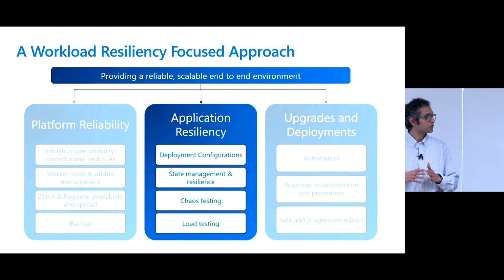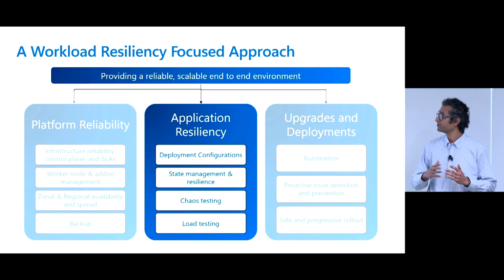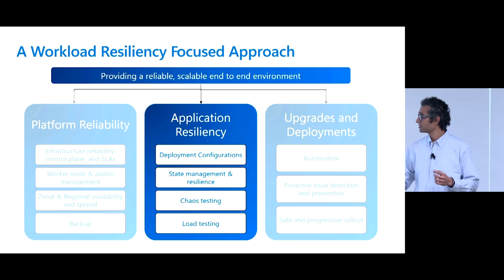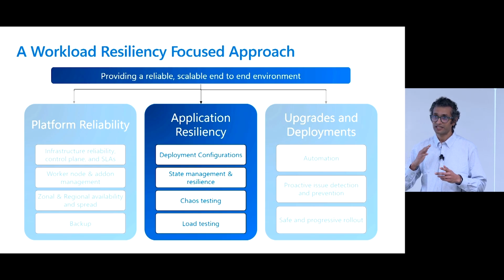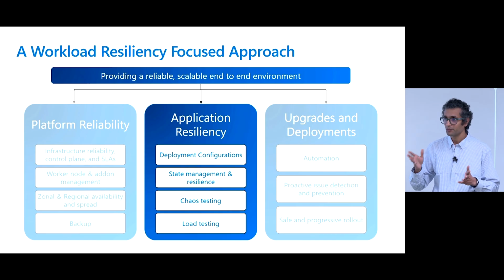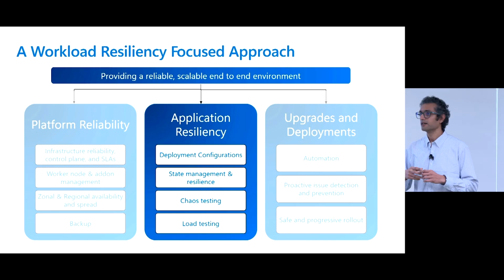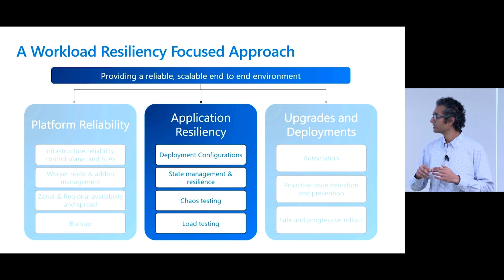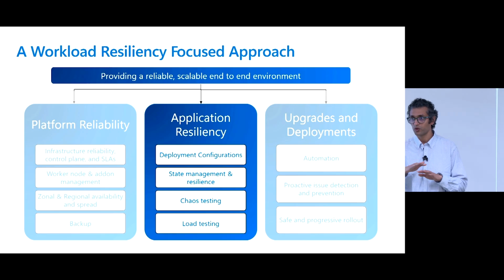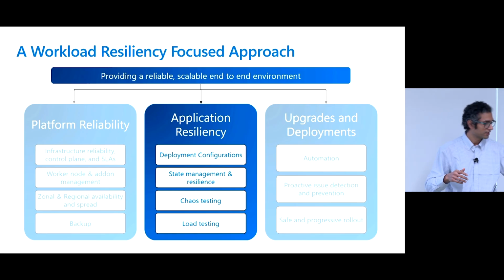So if I have to break down application resiliency: deployment configurations, state management and resiliency. How can we introduce chaos testing to a point where you can test fault tolerance and find the breaking point for my application? And then load testing, which is nothing but a fancy way of saying how can I simulate real world traffic. And chaos testing is very powerful to go end to end, from scale to fault tolerance.